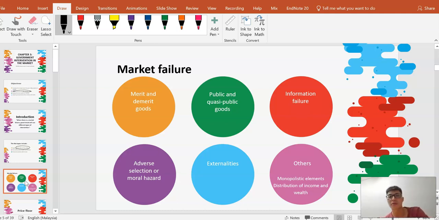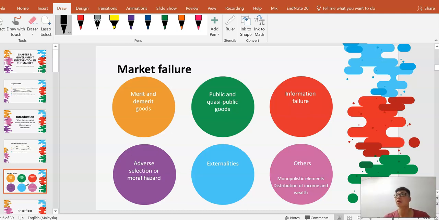The third thing is information failure. Due to information failure, government may want to intervene in the market as well. There are just three types of information failure. First one, you have no info. Second thing, you have partial info. Third thing, you have wrong info. Regardless of which information failure, the ultimate outcome is you make a wrong decision. That's why government wants to intervene in the market, right?